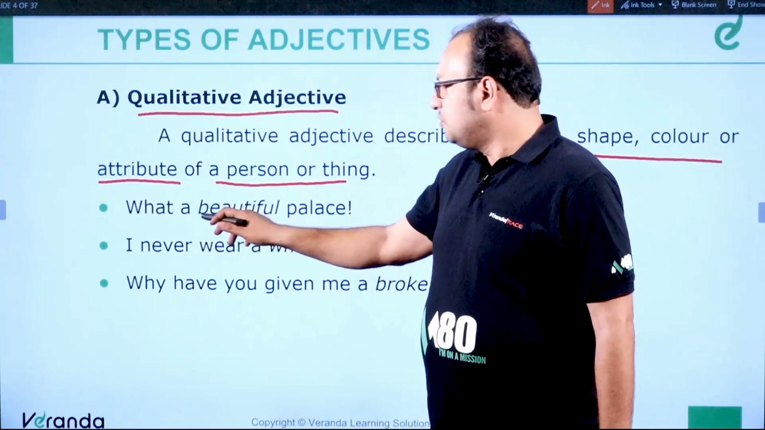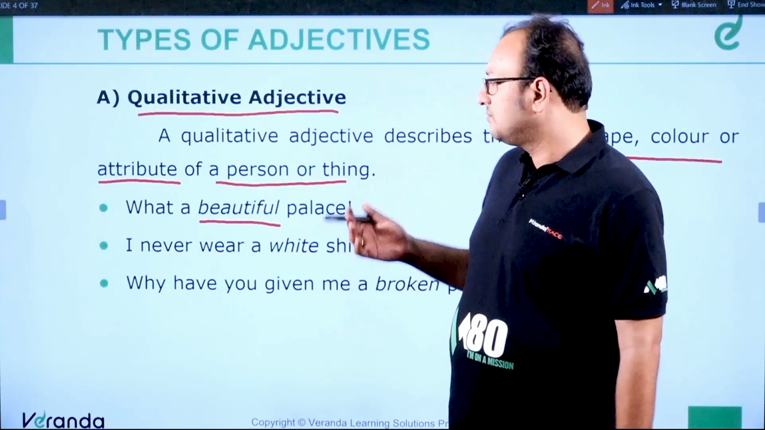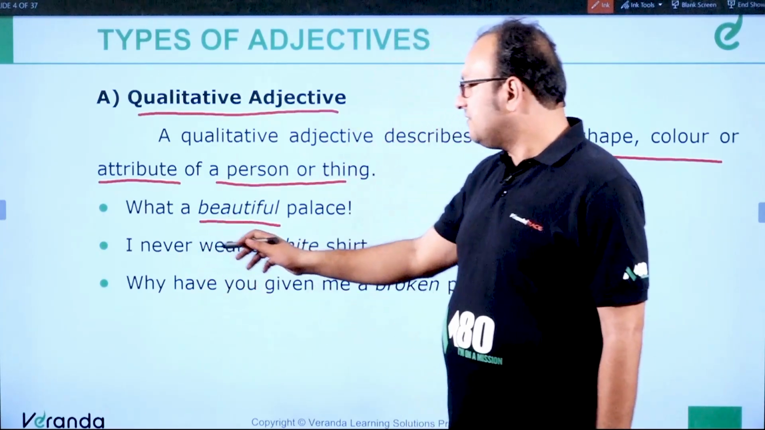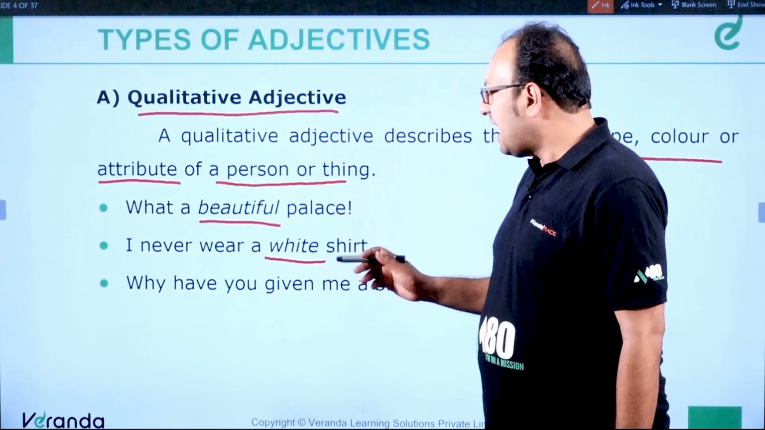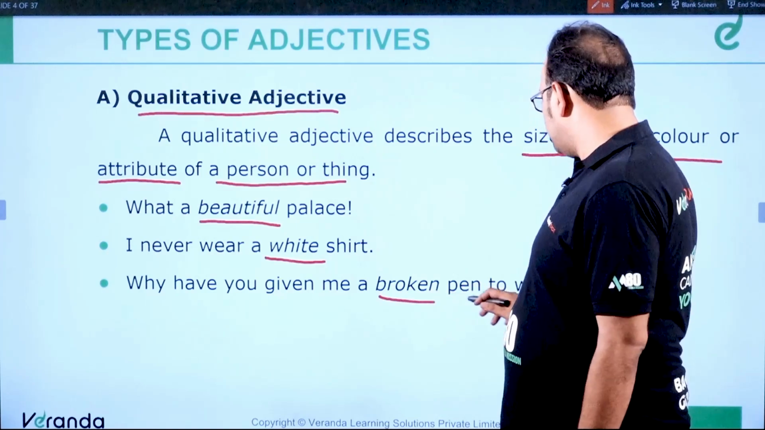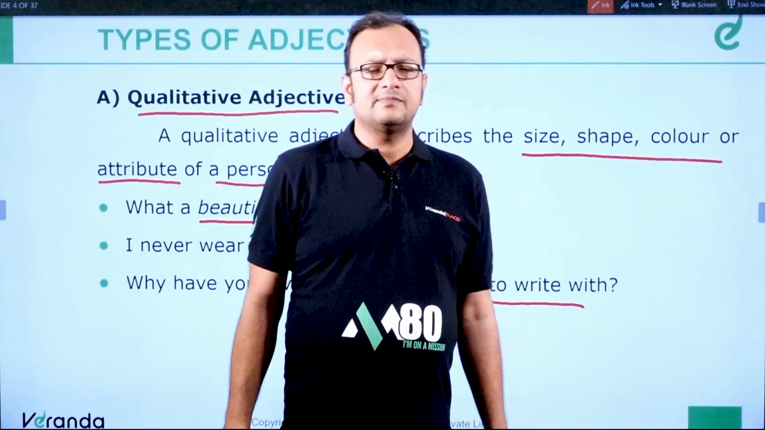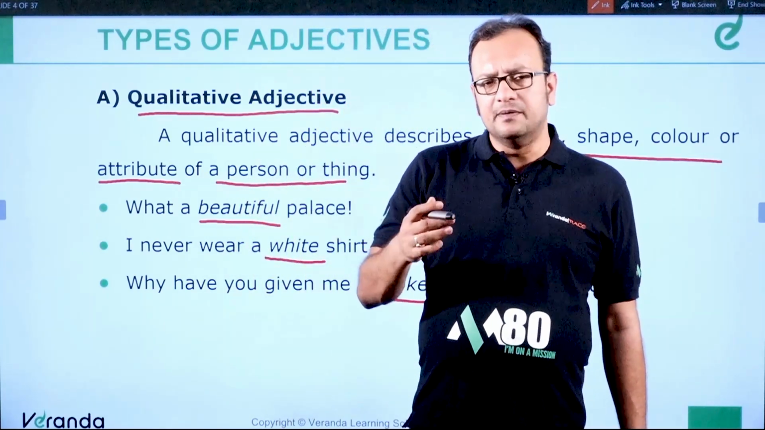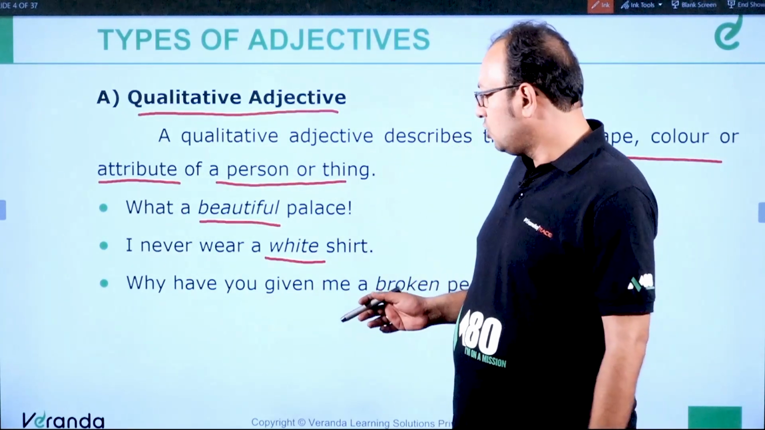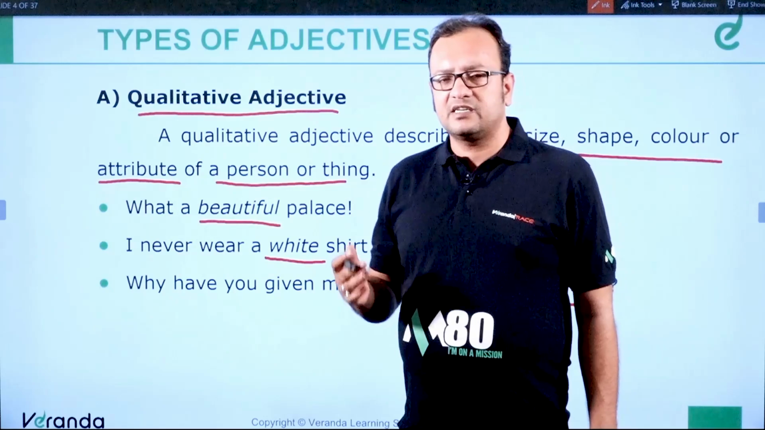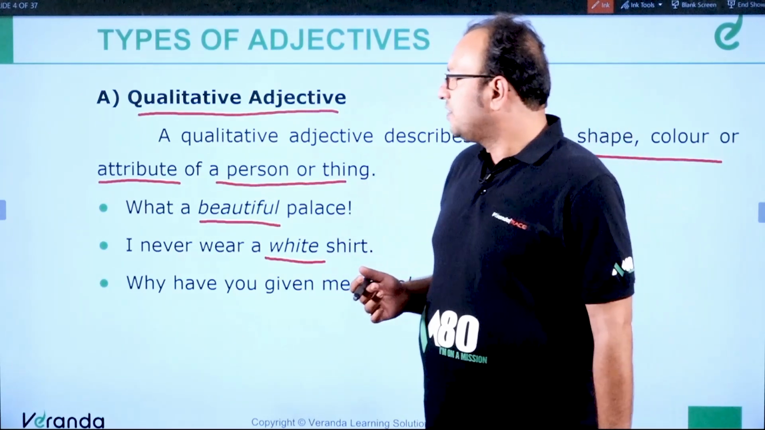What a beautiful place. Beautiful is a qualitative adjective, it describes the quality of the place, the beauty of the place. I never wear a white shirt. It's a color, so it's a qualitative adjective. Why have you given me a broken pen to write with? Broken is a word that describes the quality of the pen, or maybe the nib for that matter. So it's a broken pen. It's a trait of that particular pen. Clear? Moving ahead.